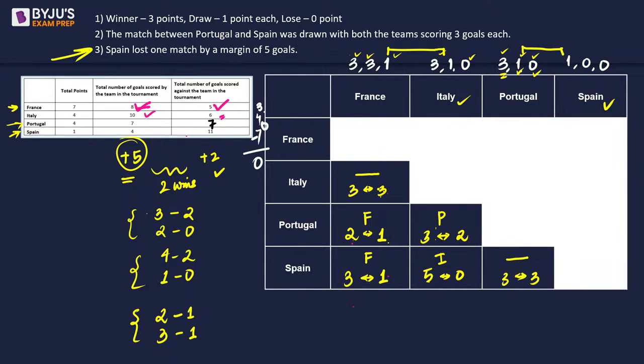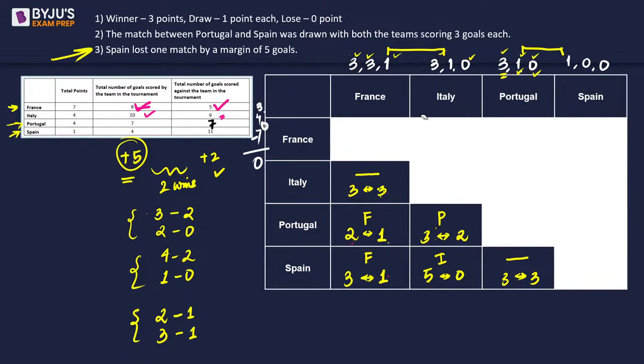Spain first. Spain has to score a total of 4 goals. So 1 and 0 and 3. And against it, there should be a total of 11 goals. So this is 3 + 5, 8, 8 + 3, 11. So Spain भी हमारा confirm हो जा रहा है.